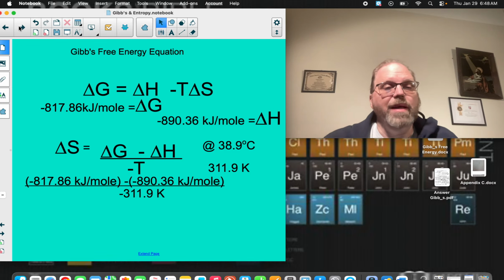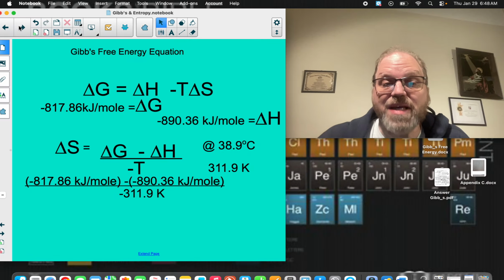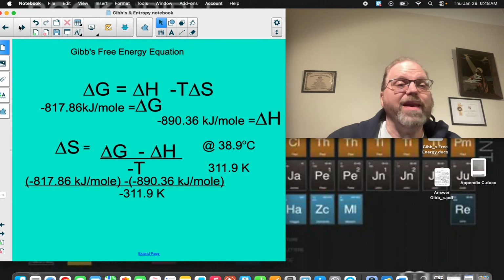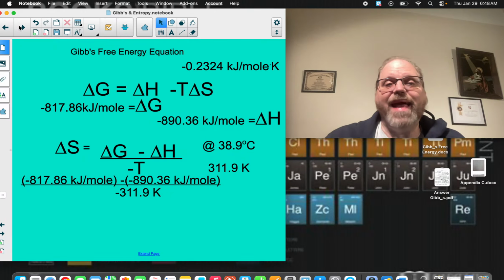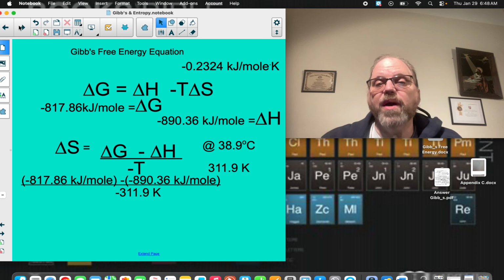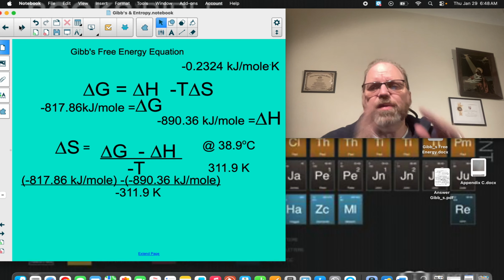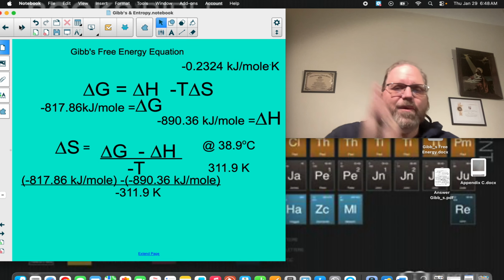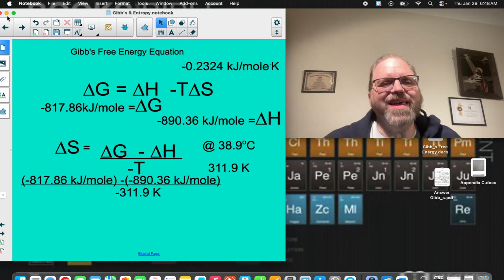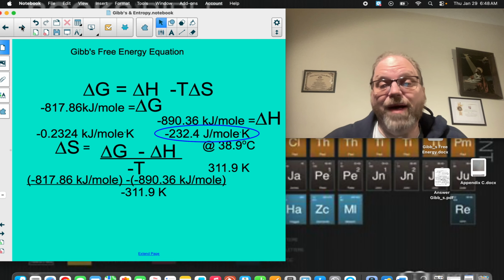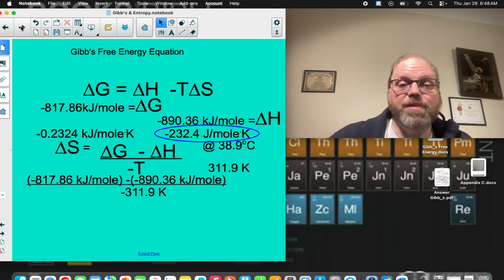Put our values in: negative 817.86 minus a negative 890.36, divided by a negative 311.9, and we're going to get negative 0.2324 kilojoules per mole. I don't like decimals, so I'm going to move it to joules. 3 places to the right, and we're going to get a negative 232.4 joules per mole Kelvin, and that's my entropy for that reaction.